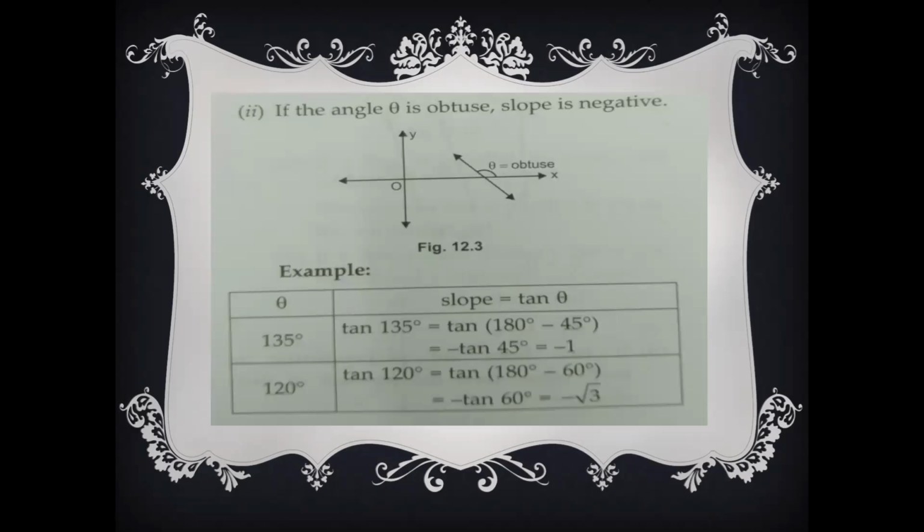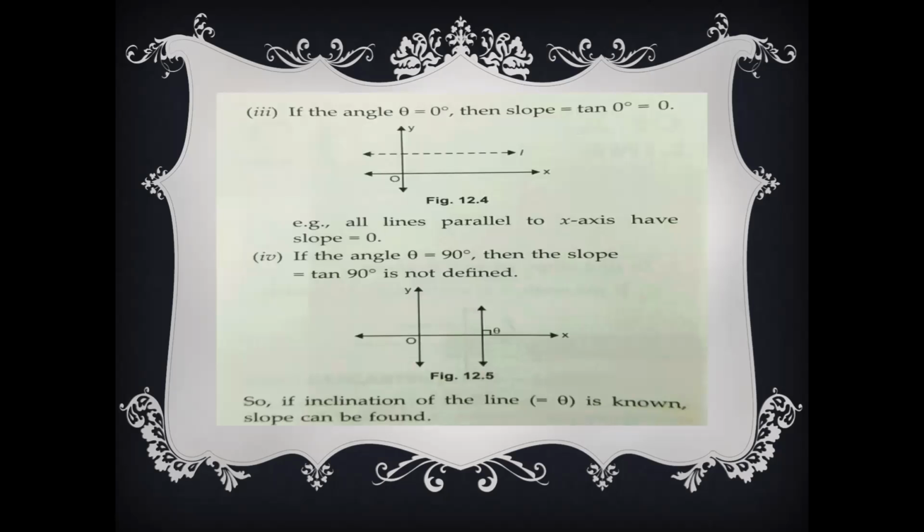And if the angle is an obtuse angle, then we use the formula tan of 180 minus theta is equal to minus tan theta. That formula we are going to use. So for example, if the angle is 120 degrees, we can write 120 as 180 minus 60, which gives minus tan 60. So it will give you negative root 3. Similarly, for 135, you will get negative 1. So this is the first formula: slope is tan theta. Just need to remember.